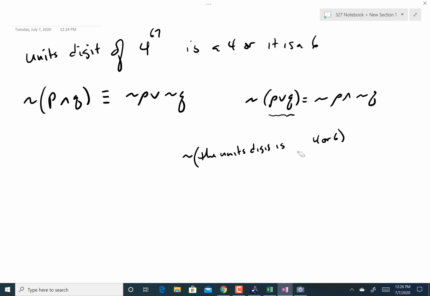Okay, oops, is 4, 6. So then we're going to write it like this, okay? So what we're saying here is this. We're clearly saying it's 4, 6 right now. So we're saying that it's not this. So we'd phrase it, I guess, this way.